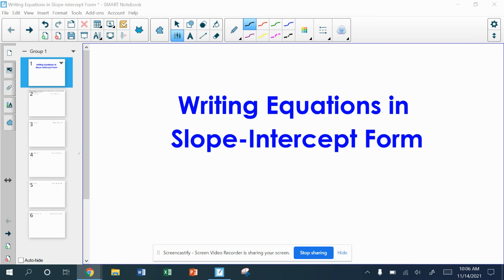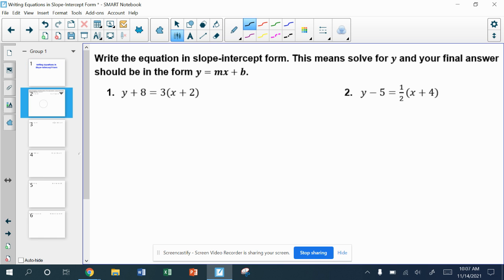Hello, algebra students. Today we are going to be working on getting equations to look like slope-intercept form. We've talked about slope-intercept form in terms of knowing if an equation will be linear or not. You've worked with slope-intercept form in the past, but what we're going to really focus on today is changing equations that are in just any kind of random form into slope-intercept form.